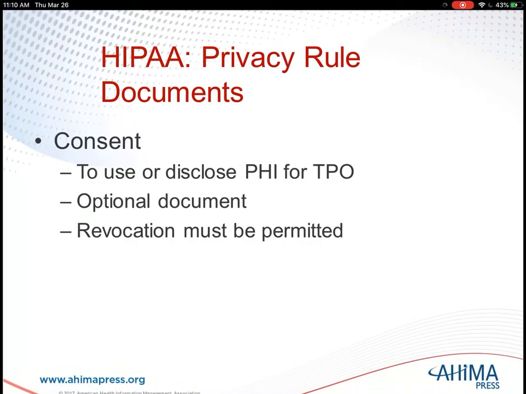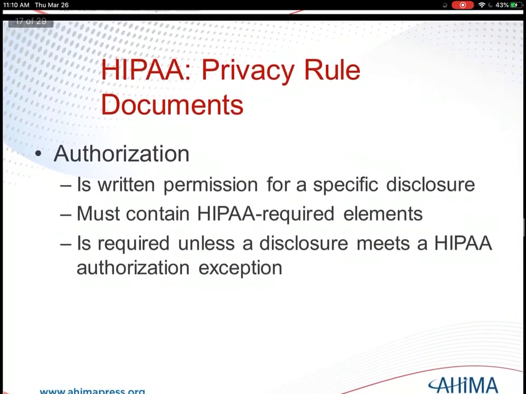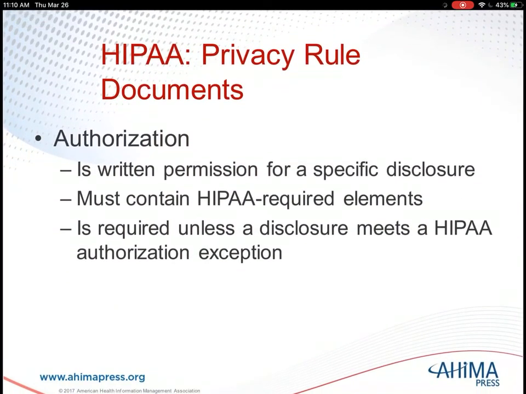So if the patient does consent for you to use and disclose their PHI, they have to have a mechanism to go back and say, okay, I changed my mind. I no longer want you to use and disclose my PHI. Okay, now, let's move on to authorization. Authorization is our other required document per the privacy rule. So an authorization is a written permission for a specific disclosure.